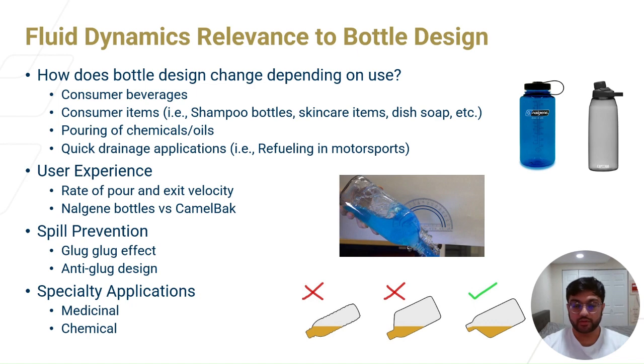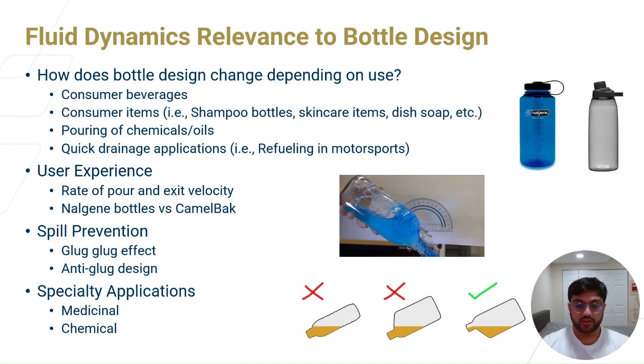And then you have your chemicals and oils where you don't want any turbulent flow coming out of the bottle when handling toxic chemicals or oils such as motor oil or industrial oils. And then you have your quick drainage applications. There are only a few examples I could think of, but if you've seen refueling in motorsports where every second counts, applications such as that can be important in bottle design.